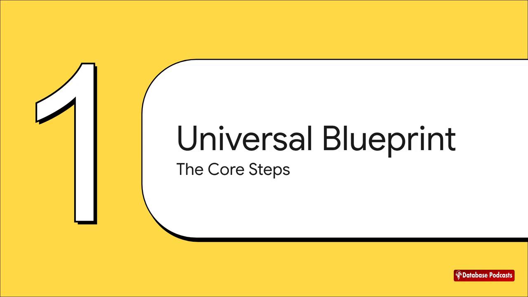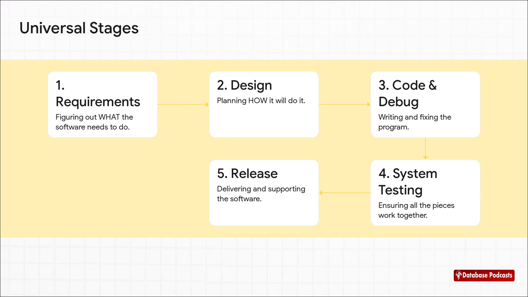Okay, so before we start comparing different models and ways of working, we've got to understand the core steps that all of them share. Think of it like this. You've got your fundamental ingredients. Different recipes, or in our case, models, might mix them up in different ways, but the basic ingredients, they're always the same. And here they are, the 5 universal stages.